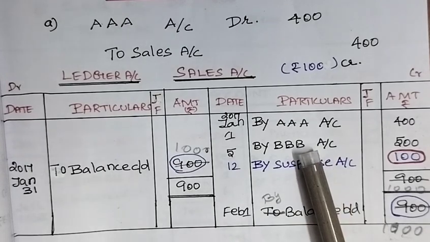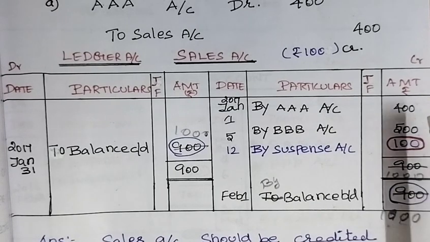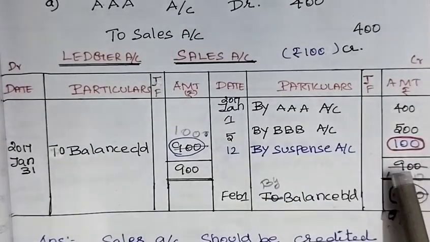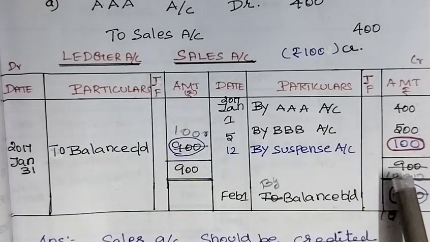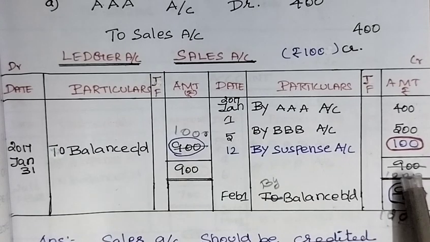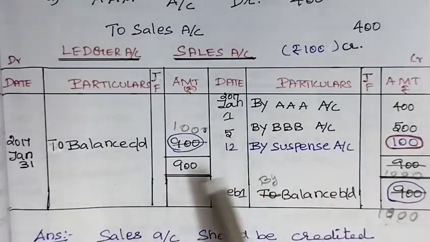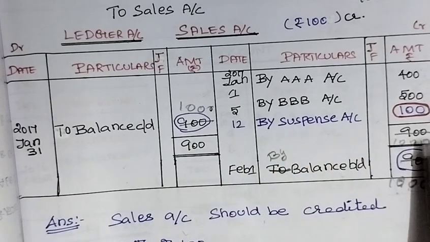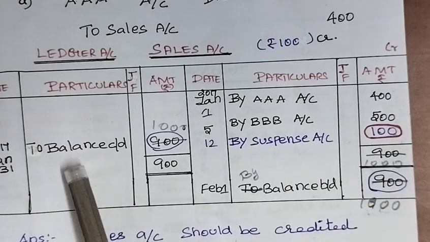Which side has the higher value? Of course the credit side: 400 plus 500, 900 rupees. The debit side has no value, so we take 900 rupees as the total and enter that 900 rupees on both the debit and credit side. Then we have to find out the closing balance of the sales account.